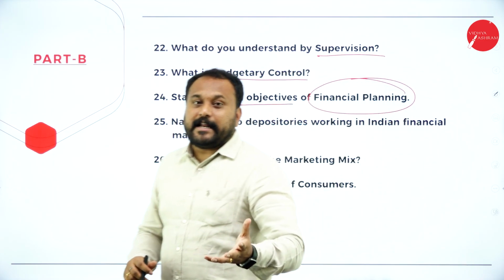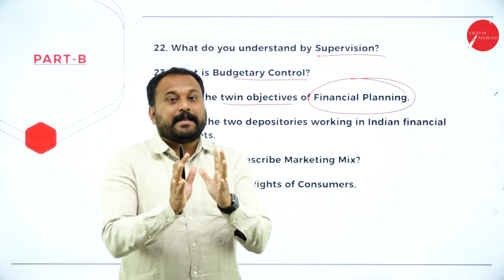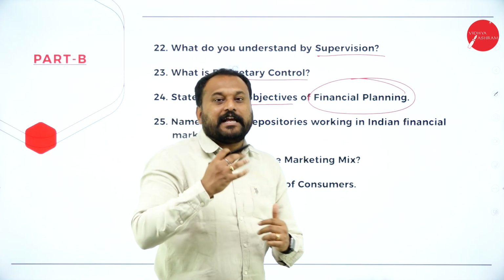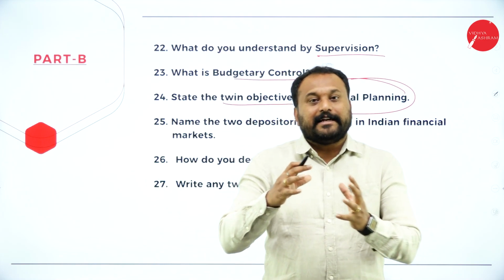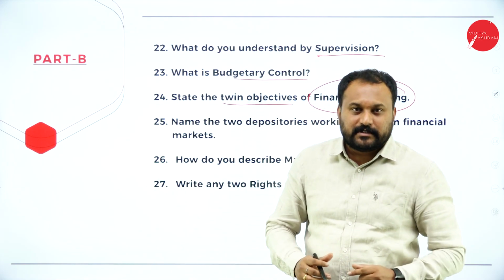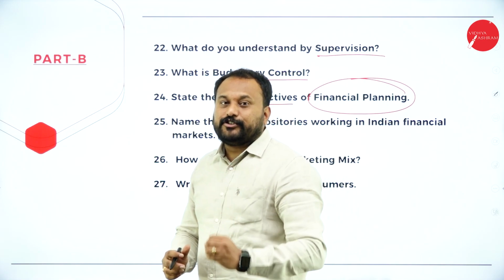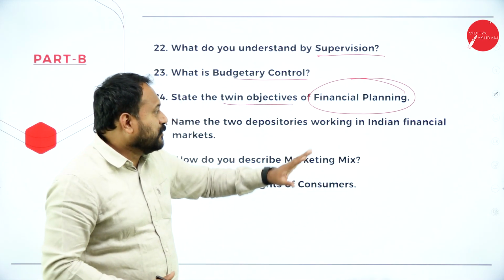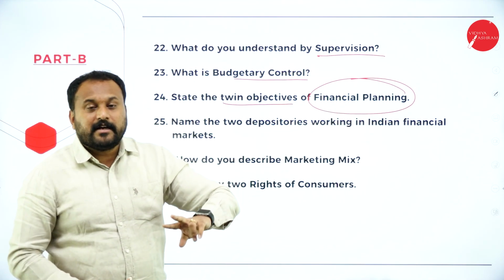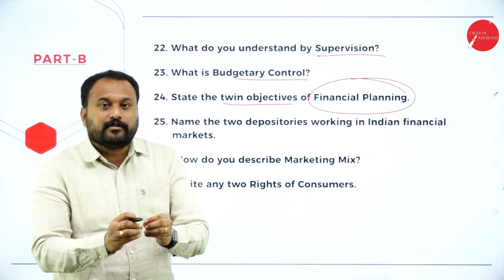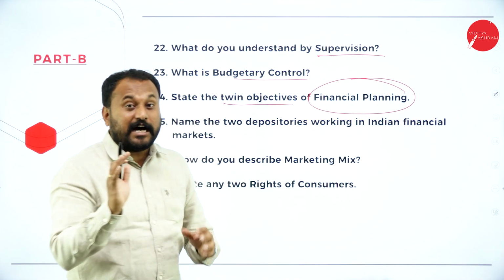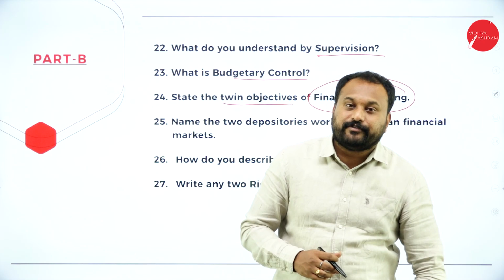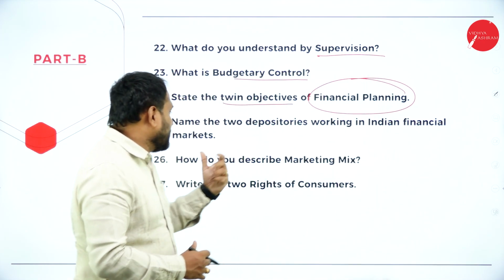Guys, what is financial planning? I told you in the maths the following. Financial planning is always a blueprint. Now, what type of blueprint is it? Financial blueprint it is. So what is its objective? The first objective is, I should always ensure that I have more funds. That is the objective. That's why I do financial planning. The second, I should never borrow finance from anybody else unnecessarily. Those are the two twin objectives of financial planning. Let's go with the next one.